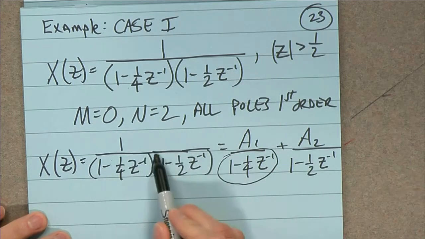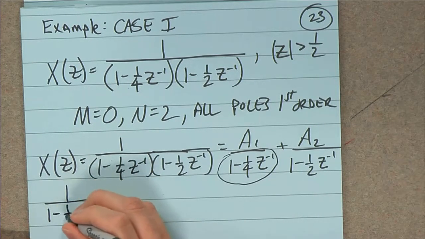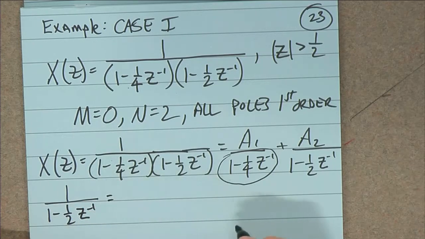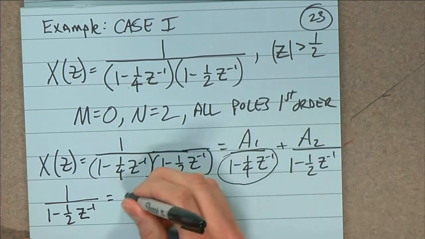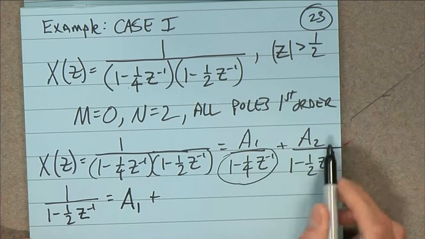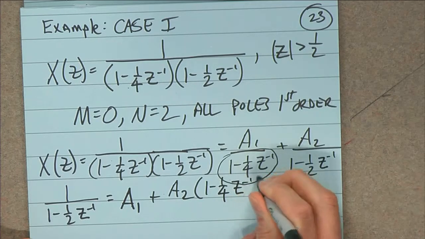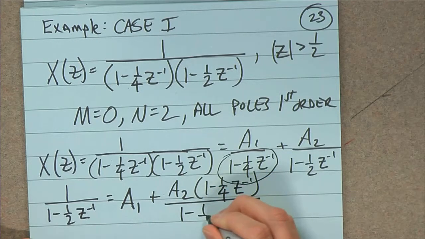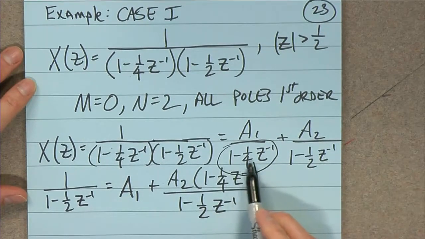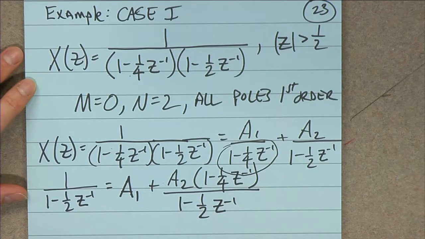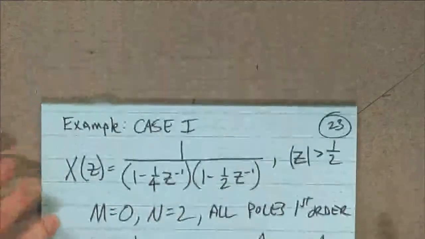Well, it's going to cancel one of these. So we'll end up with 1 over 1 minus 1/2 z inverse, which equals, multiply 1 minus 1/4 z inverse times this side, that annihilates that one, leaving a1 plus a2 times 1 minus 1/4 z inverse all over 1 minus 1/2 z inverse. We just multiplied both sides times 1 minus 1/4 z inverse. Went through the algebra. Now the next part of the trick is, how do we make the terms we don't like go away?